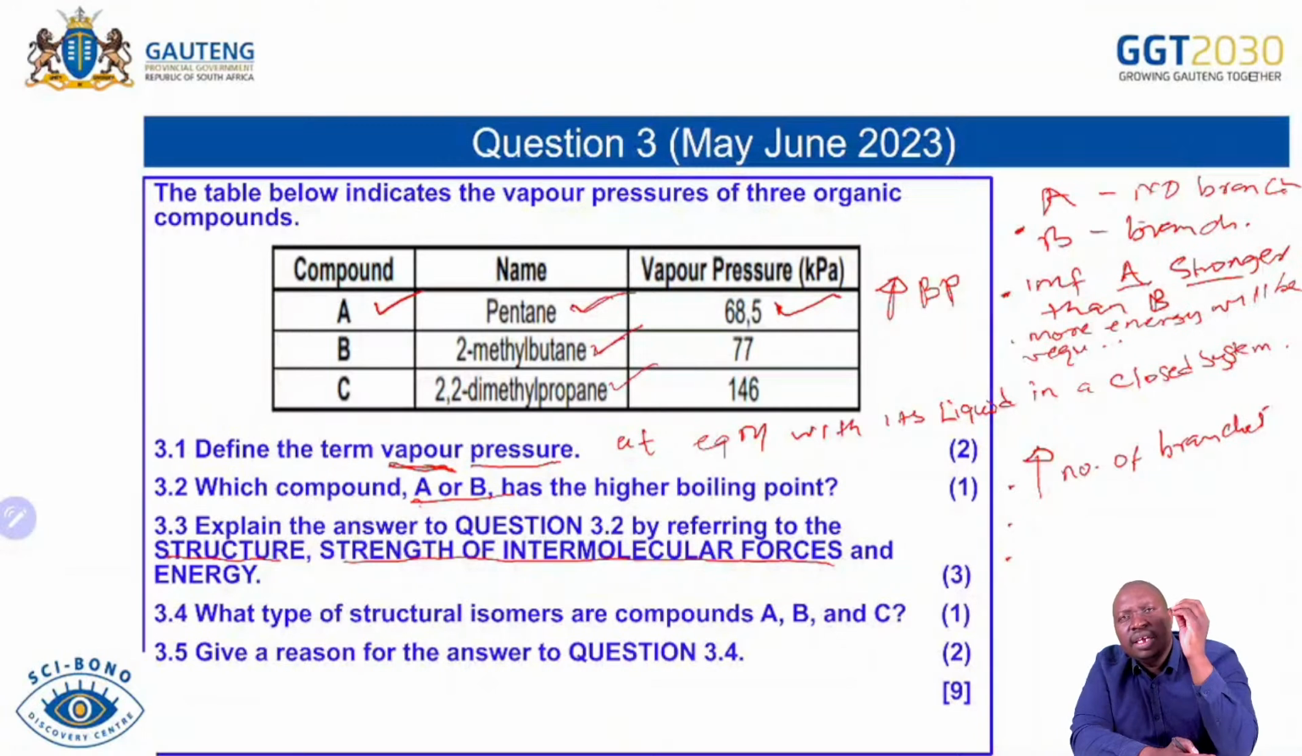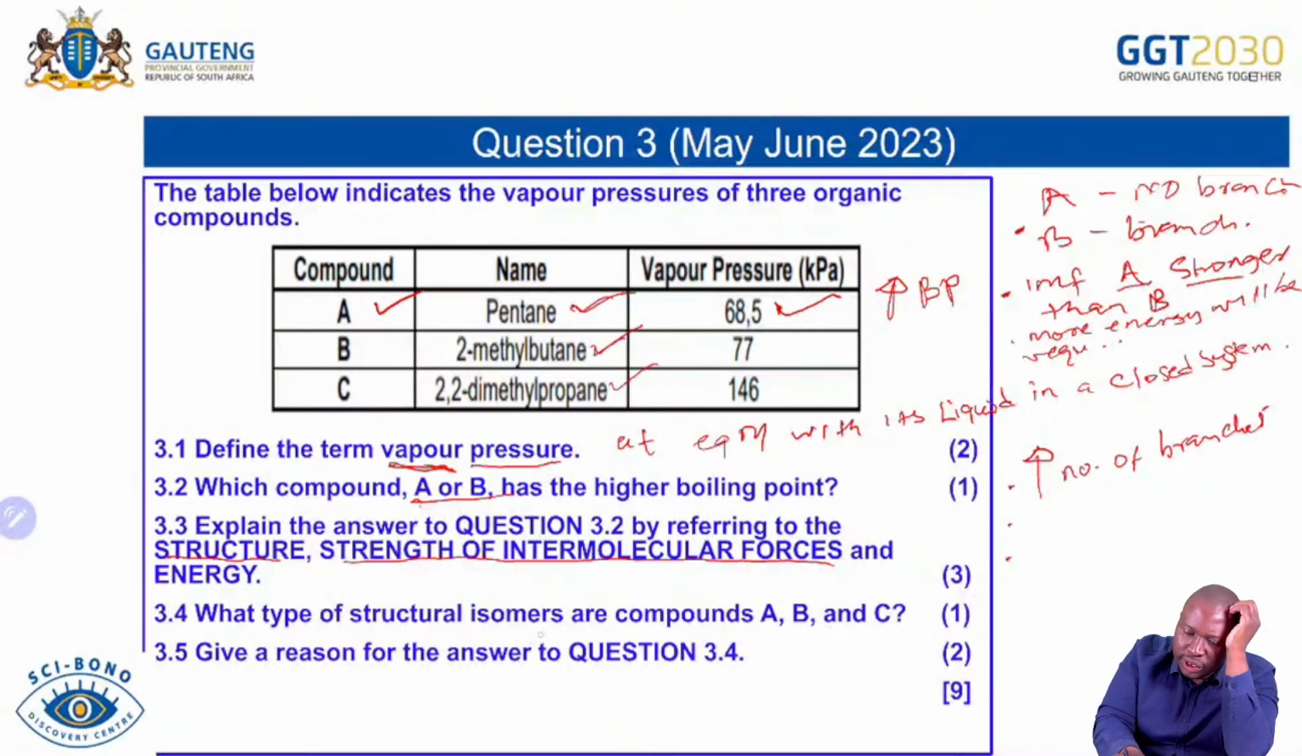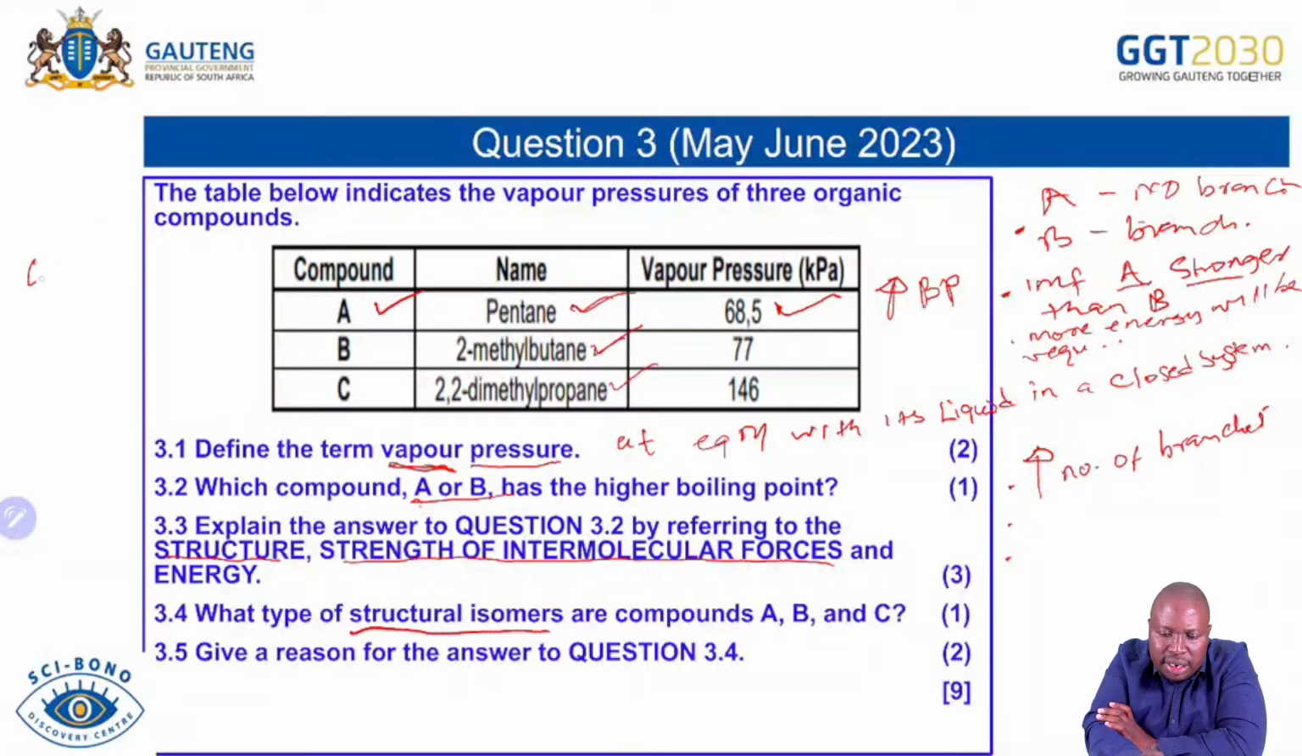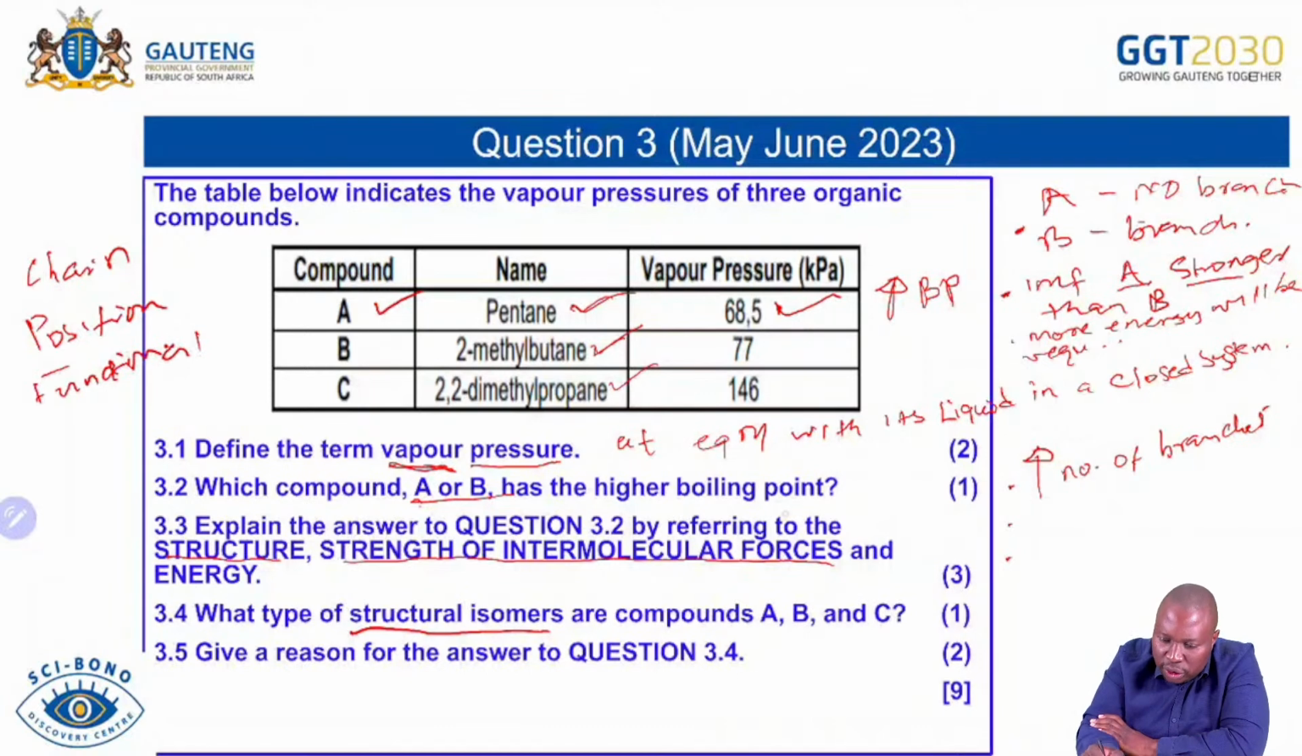Now, we are saying what type of structural isomers are compounds A, B, and C? Oh, isomers. How many types of structural isomers did we talk about? We talked about 3 types of structural isomers, which in this case are a chain isomer, a positional isomer, and a functional isomer. Remember, in all of them, we said they all have the same molecular formula. So the statement is saying they are structural isomers, which means the molecular formula is the same for all of them.